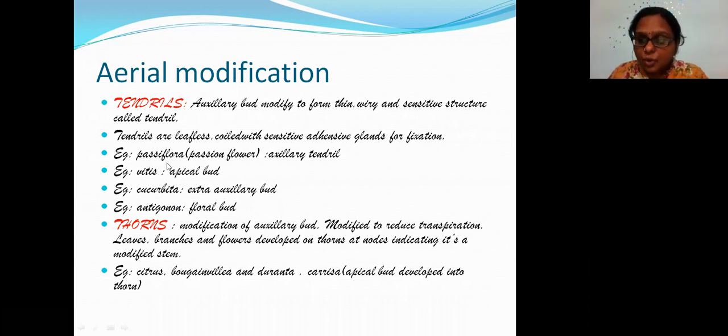Like Passiflora, it is a type of tendril which actually comes out from the axillary bud. Vitis is an example of a tendril which arises from the apical bud. Cucurbita, cucumber, has an extra axillary bud. And then Antigonon has a floral bud. It's very important for 1 mark MCQs.